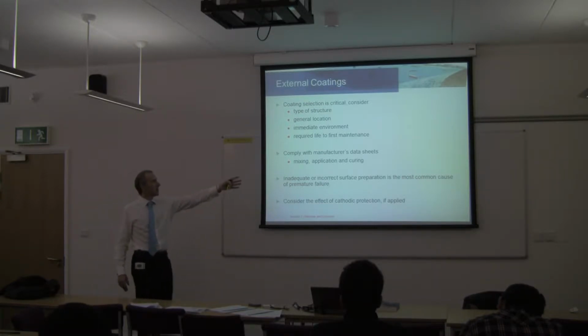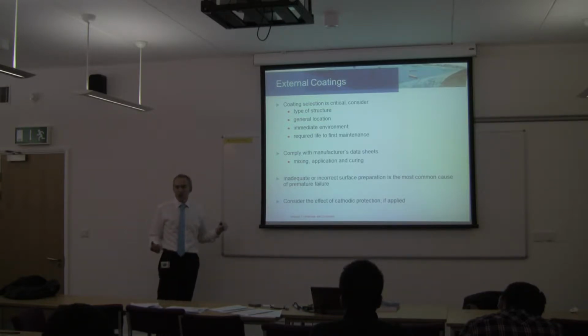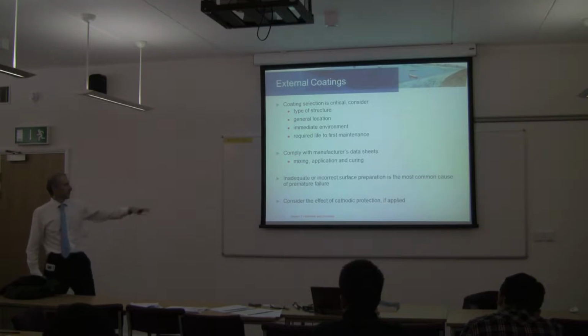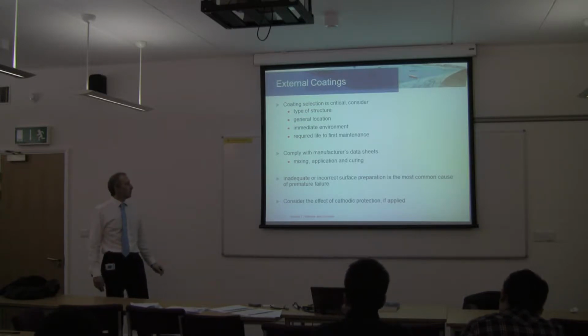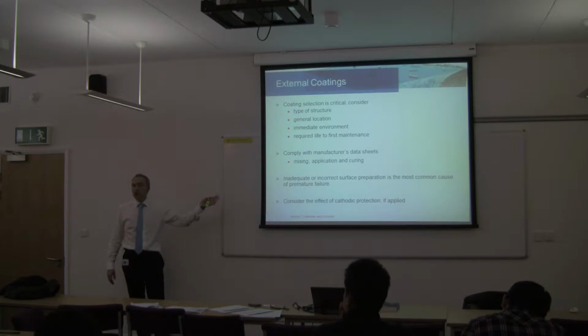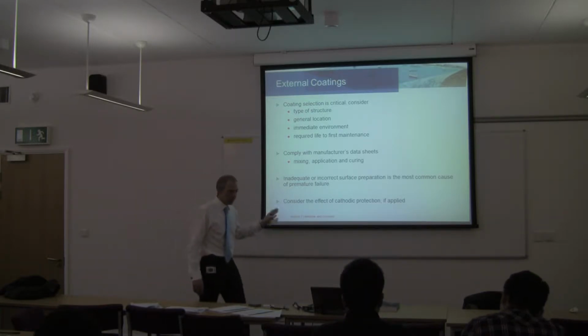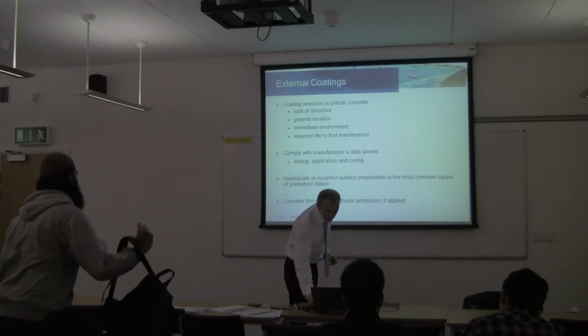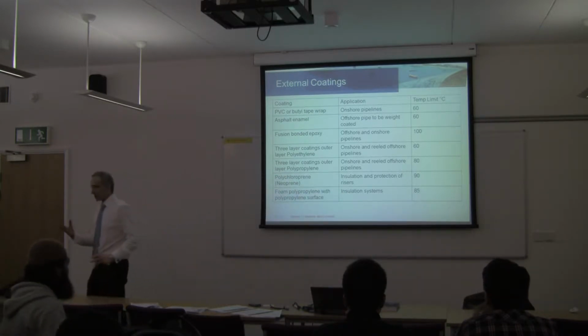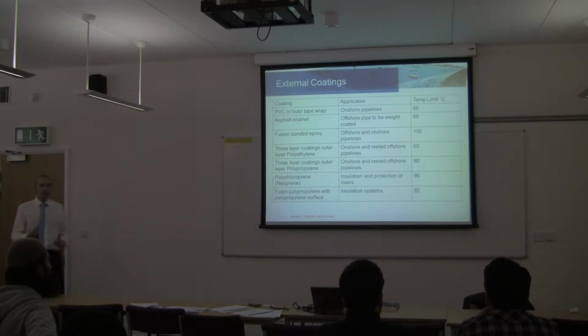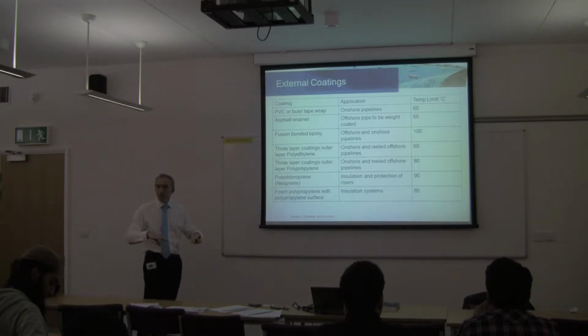If you get one of these three items wrong, then your coating is doomed right from the very start, especially the surface preparation prior to applying the coating. As it says here, actually, inadequate or incorrect surface preparation is the most common cause for premature failure. And then consider the effect of cathodic protection if applied, and we'll talk about that in a little while. If cathodic protection is applied too aggressively, then it will cause the coating to disbond and break away from the pipeline.